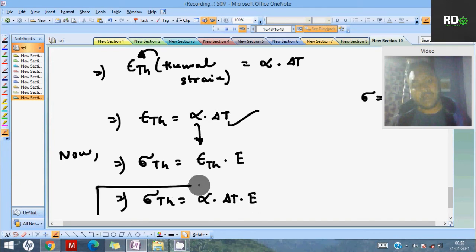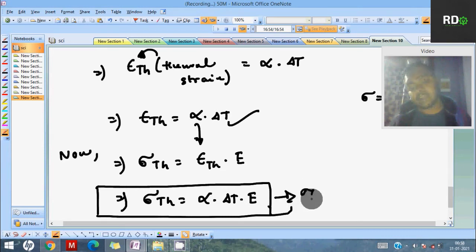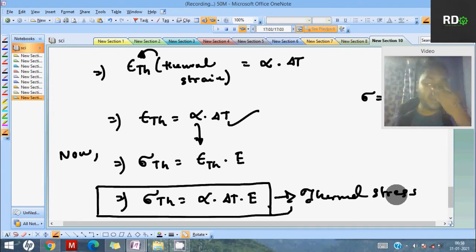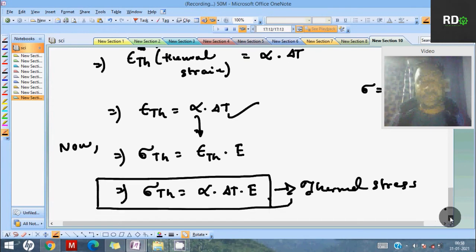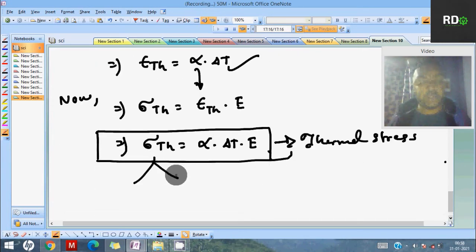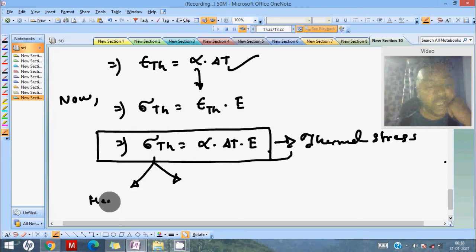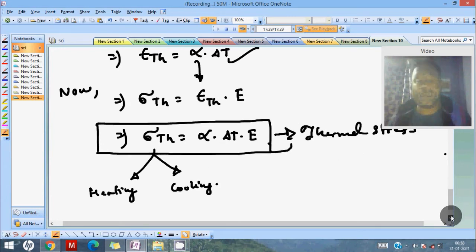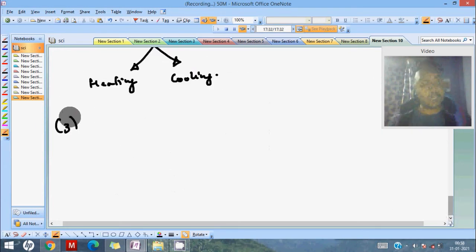So whatever expression you got, it means that it is the thermal stress that is induced. In this case, since it is completely restricted, obviously there will be a stress induced due to the change in temperature. There is a change in length, but you have not allowed the change in length, so there will be a stress induced, and that stress is alpha into delta T into E. And again I'm saying, this sigma that you have got is the stress, and it can be for heating as well as cooling. Please mind that. Let's move on to the third case, that is partially restricted.